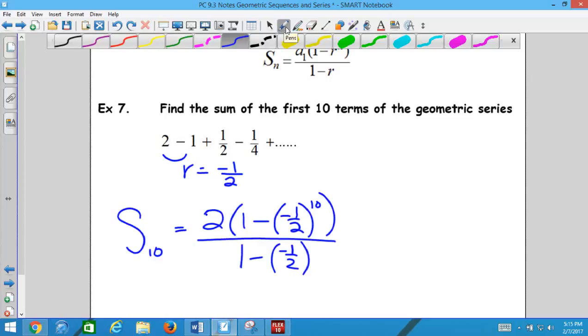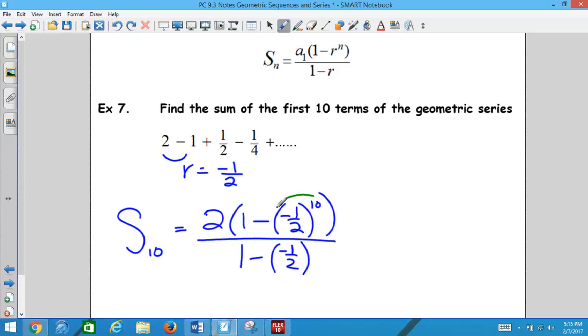Now you really can, if you put all your parentheses in correctly, type that into your calculator, and your calculator will do order of operations for you. Some of us don't have the most user-friendly calculators, so it might be easier to simplify some stuff first.